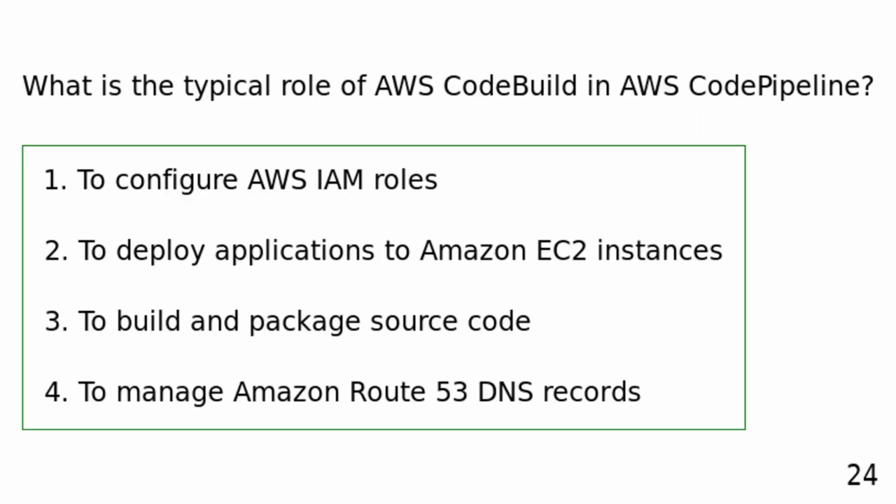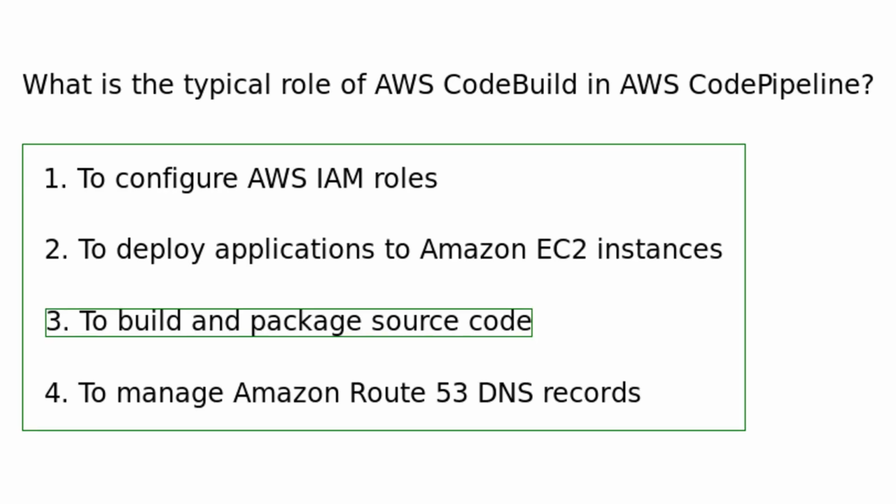What is the typical role of AWS CodeBuild in AWS CodePipeline? To configure AWS IAM roles. To deploy applications to Amazon EC2 instances. To build and package source code. To manage Amazon Route 53 DNS records. AWS CodeBuild in AWS CodePipeline is typically used to build, test, and package source code before deploying it using subsequent pipeline stages.